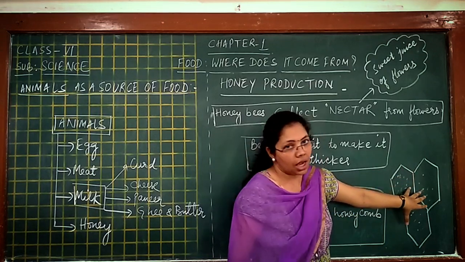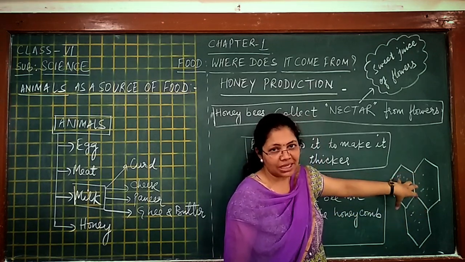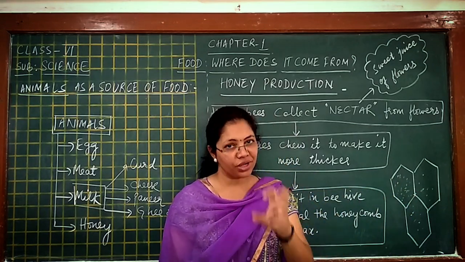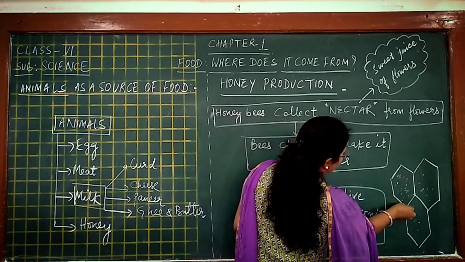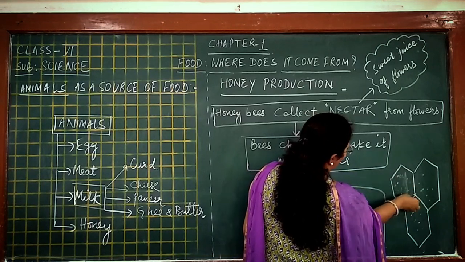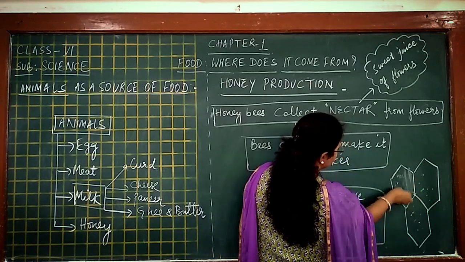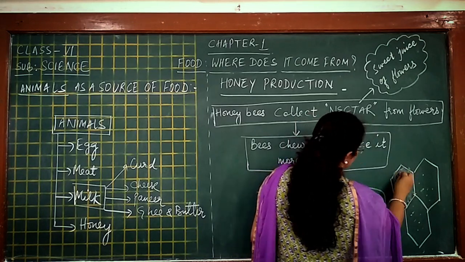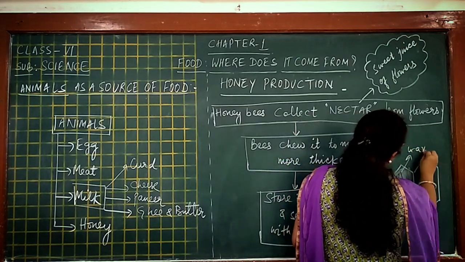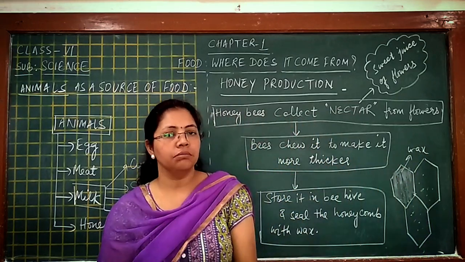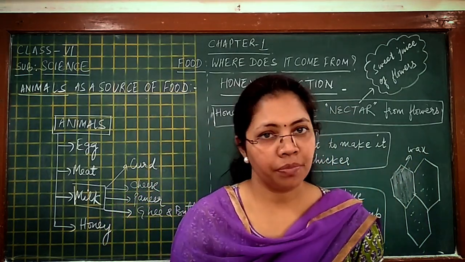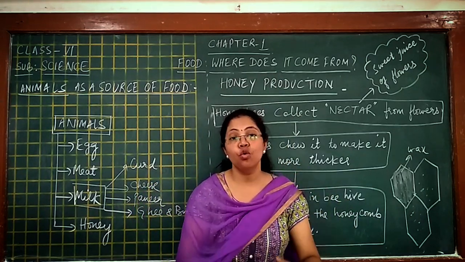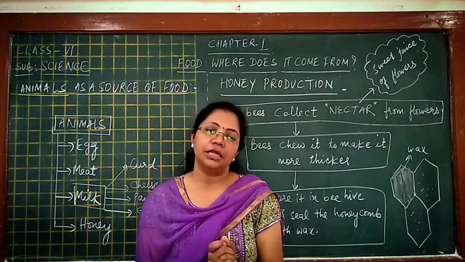So once honey is ready, they store that honey in this comb, and after that, for its protection, they seal it with a layer of wax. They seal it with a layer of wax like this, so that no other animal can come and take this honey. Right? And students, this honey is food for the honeybees.